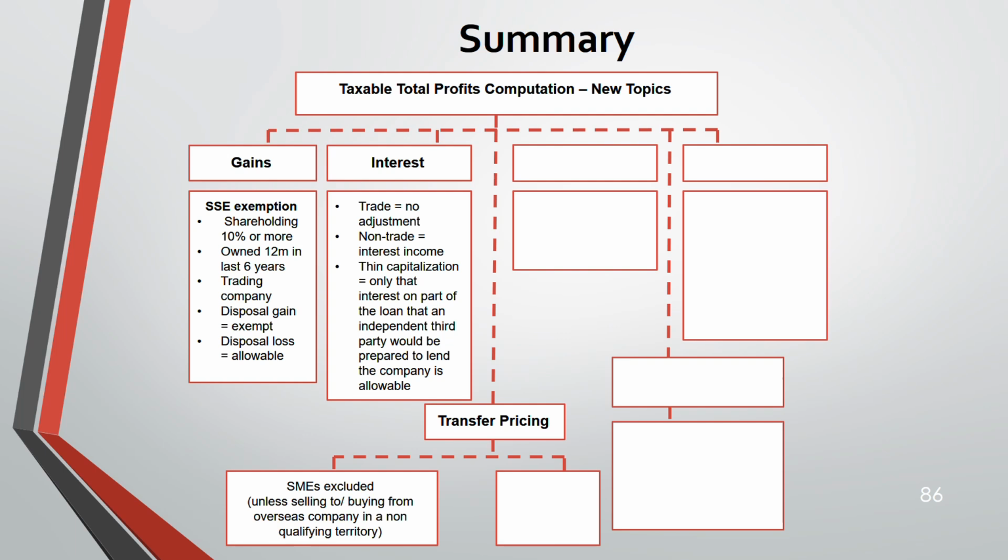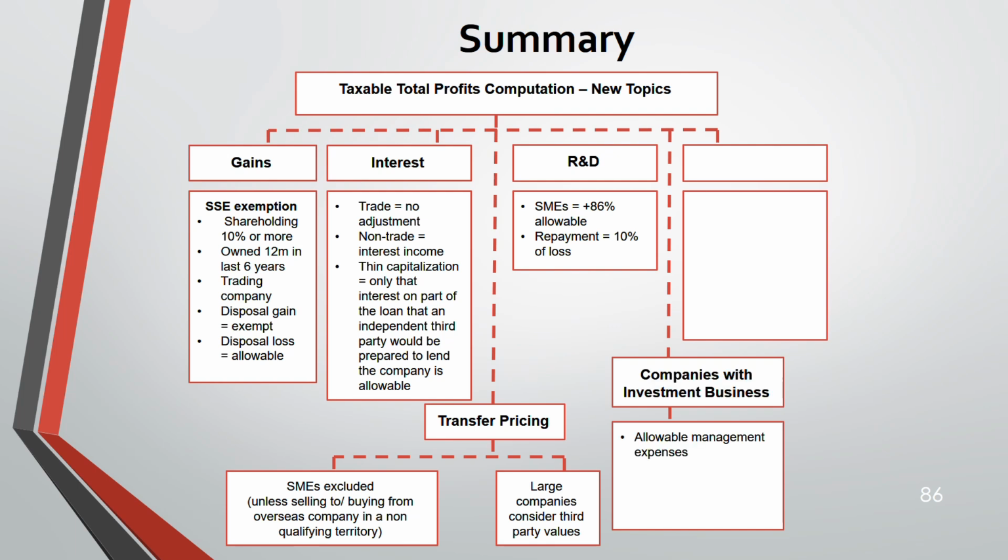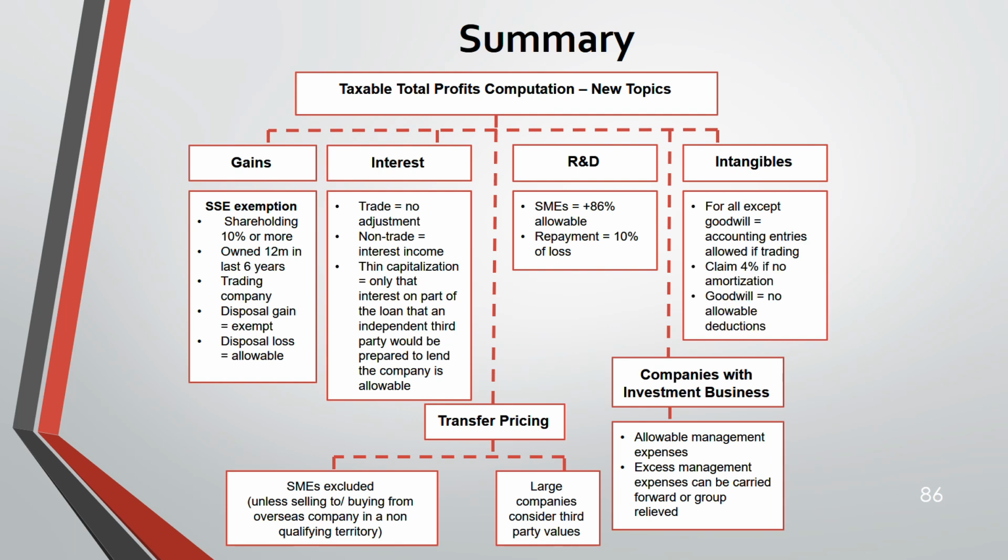Then transfer pricing. SMEs are excluded unless you are selling or buying to an overseas company in a non-qualifying territory. What are non-qualifying territories? Conditions have been given. Then large companies consider third-party values to whomever they sell. R&D: for SMEs, 86% plus 100% are allowable, that means total 186%. Then repayment is equal to 10% of the loss. Companies with investment business: allowable management expenses. Excess management expenses you can carry forward and or group relieve. Then we have intangibles for all except goodwill. Accounting entries are allowed if it's trading. You can claim 4% if no amortization, and for goodwill, there are no allowable deductions.